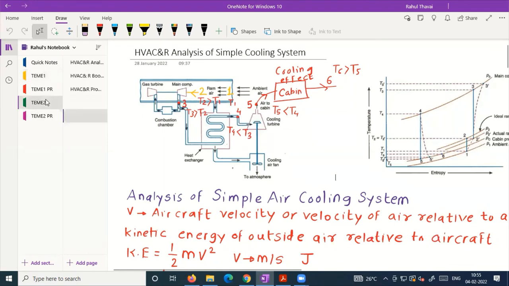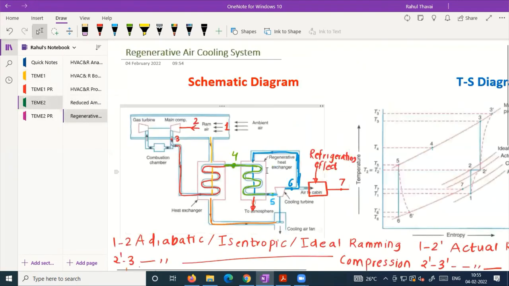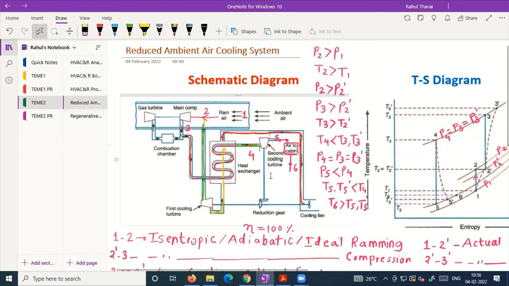In the simple air cooling system, if we add this regenerative heat exchanger, it becomes a regenerative air cooling system. That is why it is called regenerative. This additional regenerative heat exchanger will differentiate this system from the simple air cooling system.